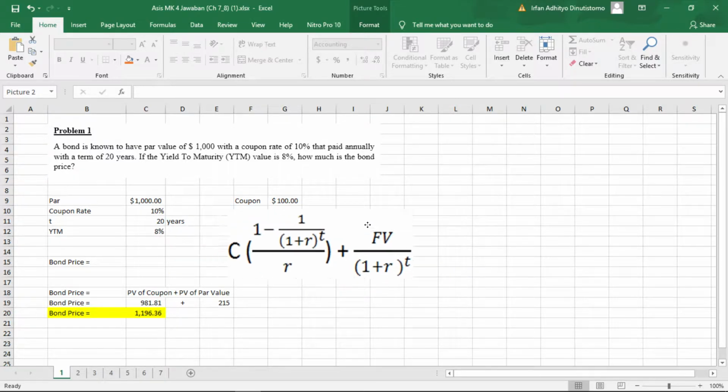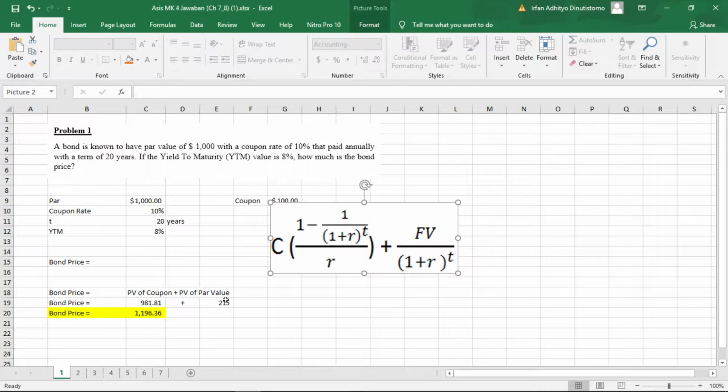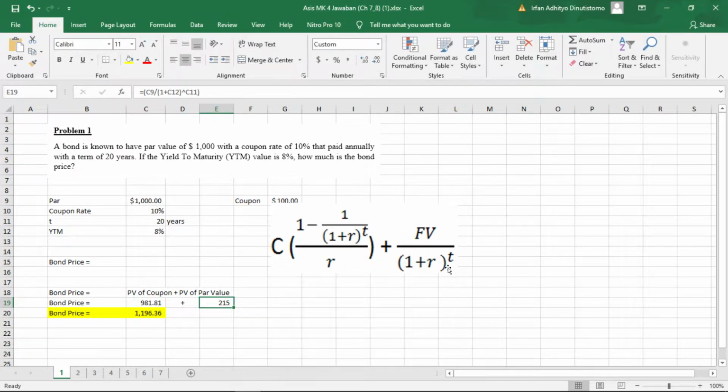And the second one is the present value of par value, this part right here. So the par value of $1,000 divided by 1 plus 8% to the power of 20. That's how you calculate the present value of the face value of the bond. So you just add 900 plus 215, and you'll get the bond price of $1,196.36.